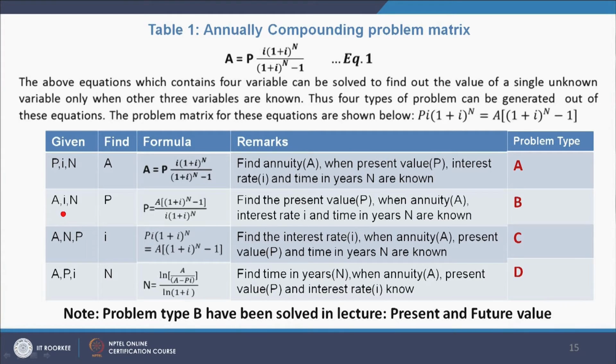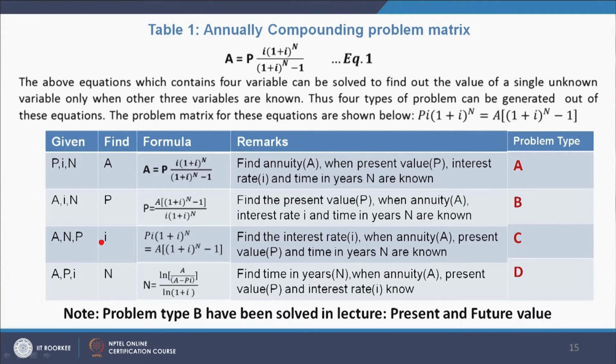The second type of problem: given are A, i and n, and we have to find the present worth or present value P. The equation is P = A ((1 + i)^n − 1) divided by (i (1 + i)^n). It finds the present value of the annuity when annuity A, interest rate i and time in years n are known. Such a problem is called problem type B.